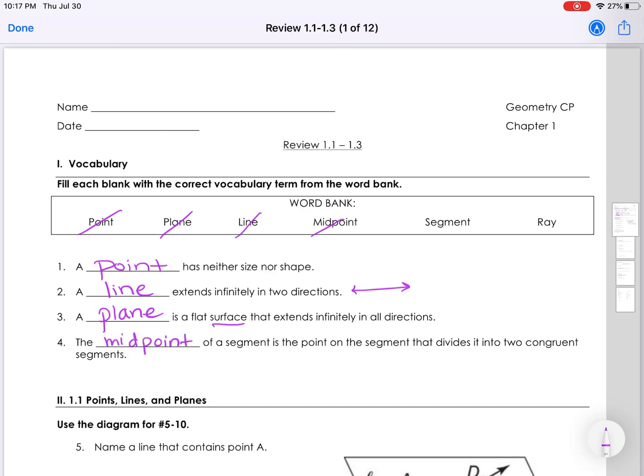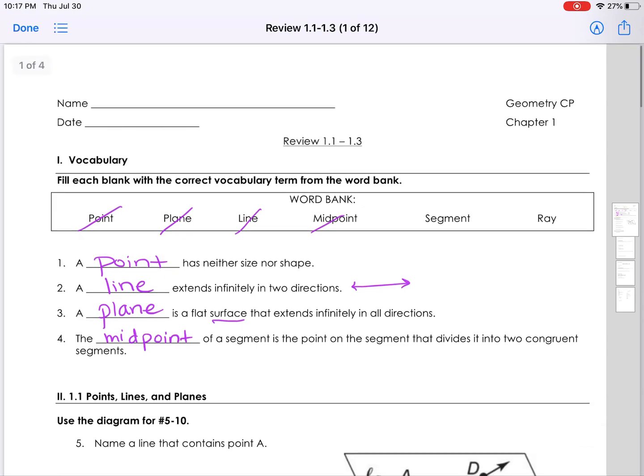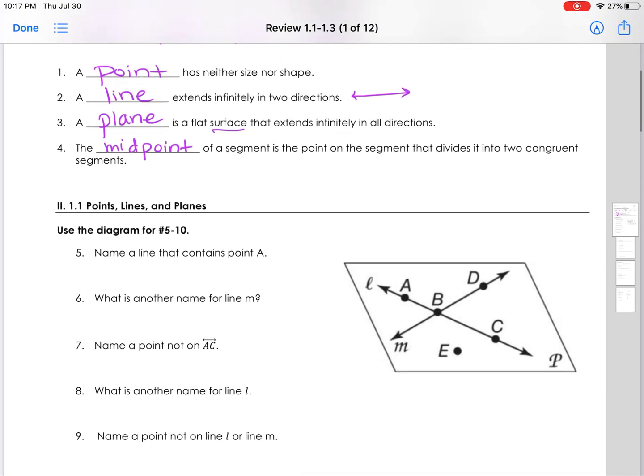All right, if we take a look at the next part, in number 5, we're asked to name a line that contains point A. So point A here is on this line right here. We can call that line L if we want, that cursive L. Or we can call it by any 2 points on that line. So we could call it AB. Remember, we put the line with the arrows on top. We could call it BA, right? We could reverse the order. We could call this BC or CB.